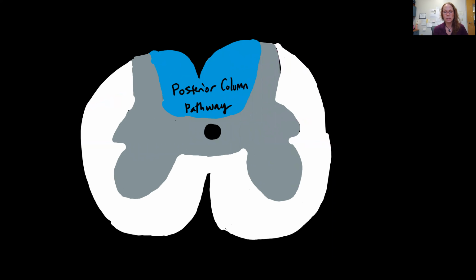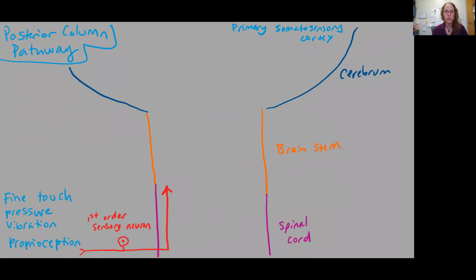For each of our ascending tracts, we are going to see that they're located in the white matter of the spinal cord. And so one of our jobs is to pay attention to where they're located, and very often that's how they're named. So this first pathway that we're looking at is called the posterior column pathway. So it's that whole back portion of the spinal cord. And our posterior column pathway is where our fine touch, pressure, vibration, and proprioception information is traveling.